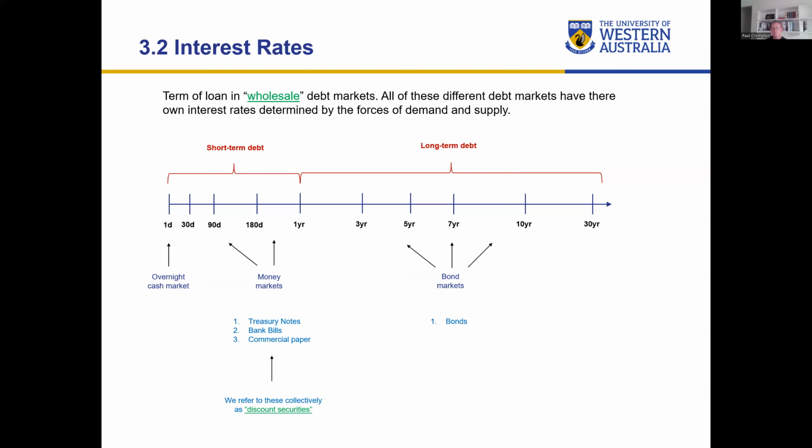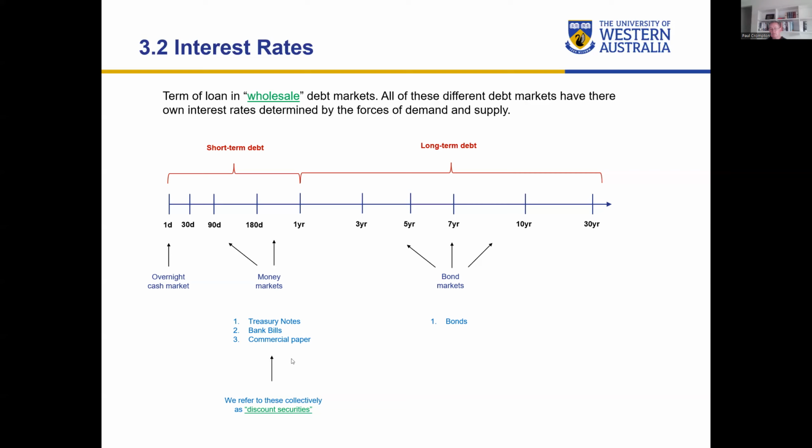Now, the terms and the conditions will be much more detailed than simply the duration of the loan of 90 days and the annualized interest rate of 5%. It will be much more complex than that. But just for now, we're more interested in the names of the debt instruments themselves. Okay, right here, 3 of them. Treasury notes, bank bills, and commercial paper. Treasury notes for the government, bank bills for banks, commercial paper for other companies.